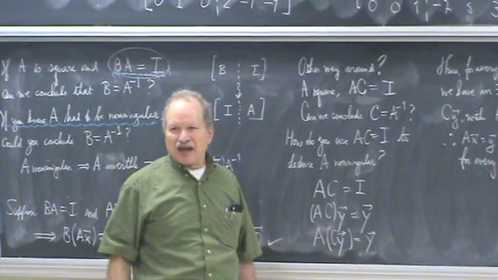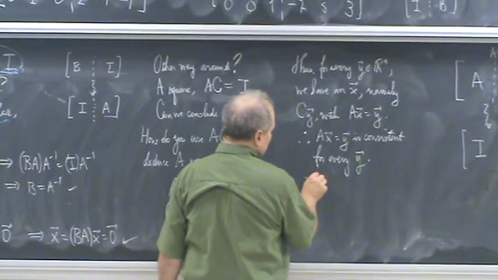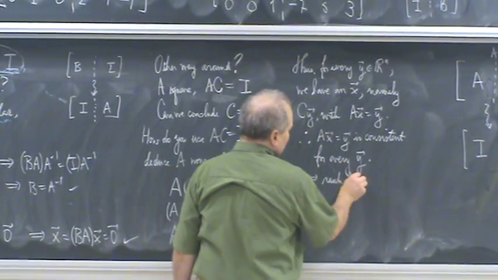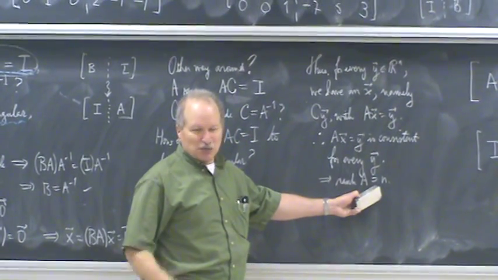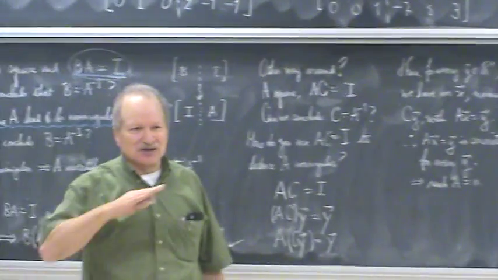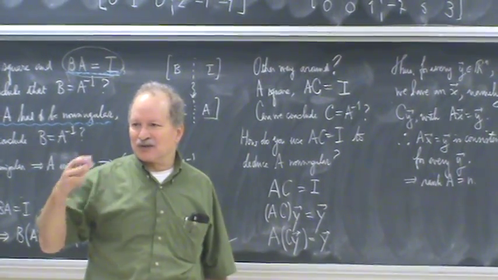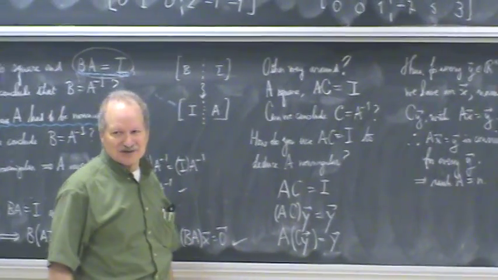What does that tell you about rank of A? R equals n. Because if the rank were less than n, there would be things for which it was not consistent. You would have constraint equations for consistency if the rank were less than n. So this means A is non-singular, so the proof works too.